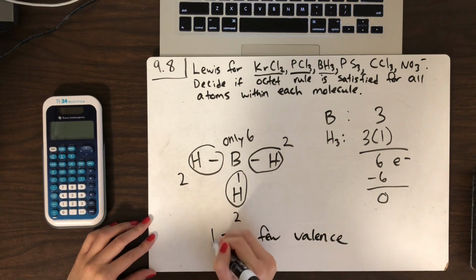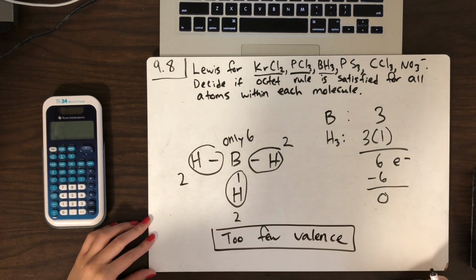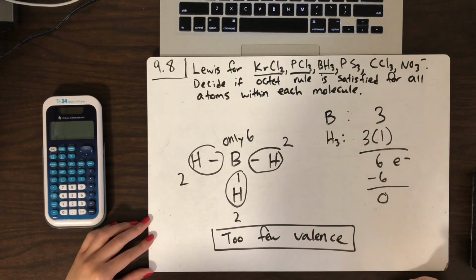And this is the correct Lewis structure. Boron is just one of those elements that is okay with only 6. But according to the octet rule, there are technically too few valence electrons.